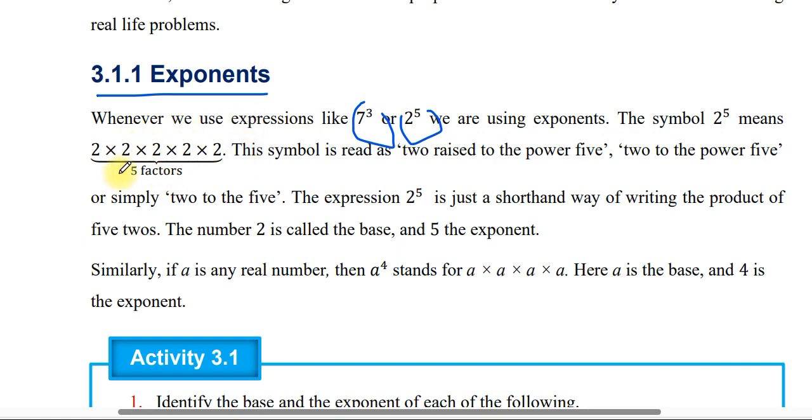This is read as 2 raised to the power of 5, or 2 to the power of 5, or simply 2 to the 5. But most of the time we read it as 2 to the power of 5.